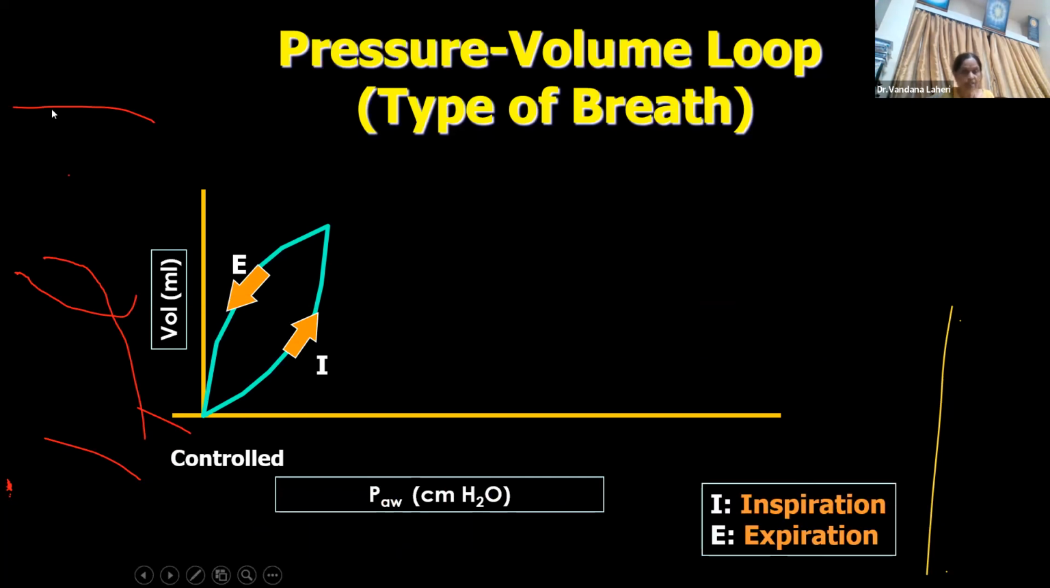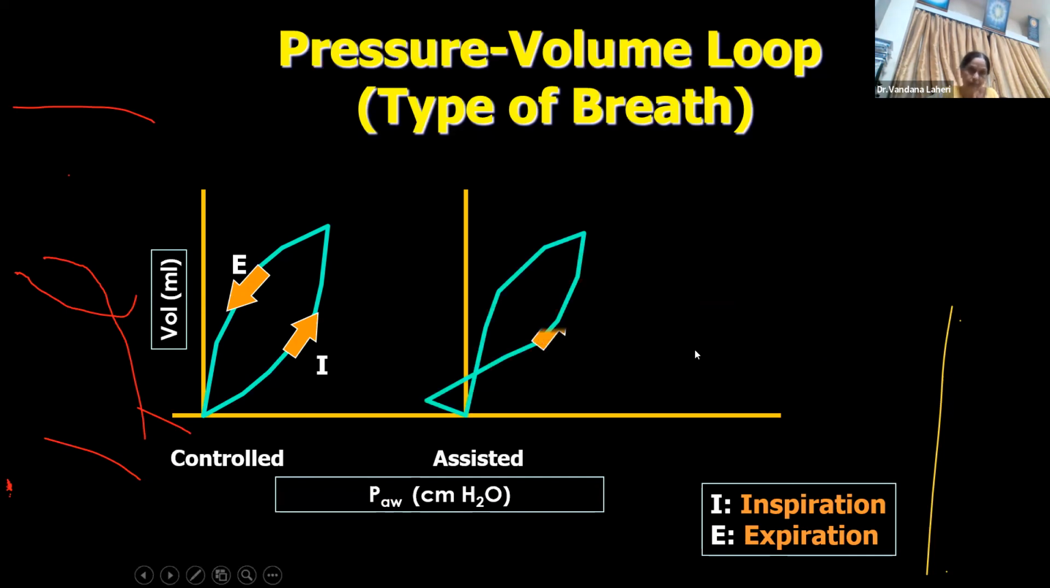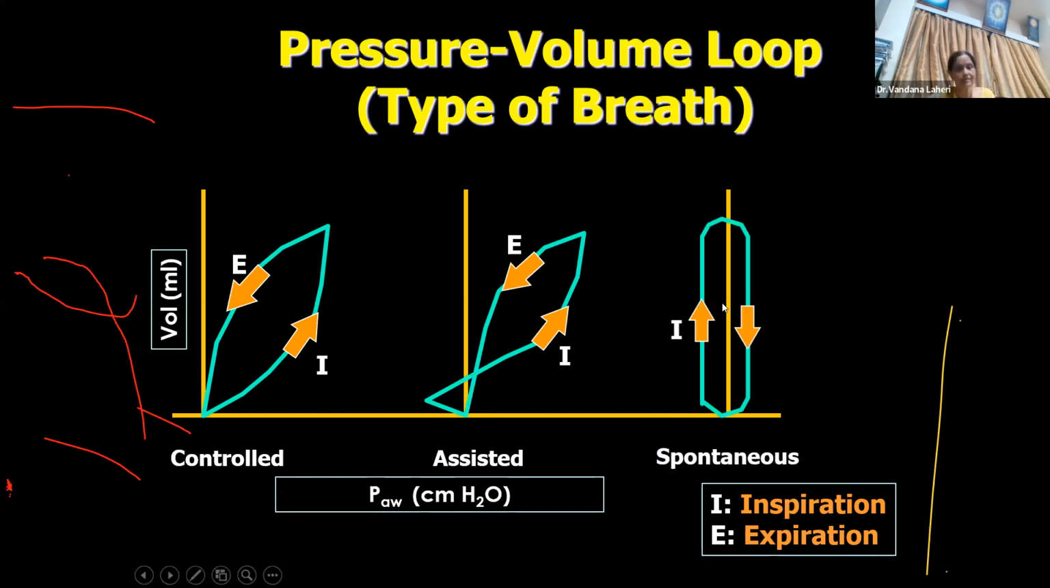This is pressure versus volume. Here is the volume. Here is the pressure. This is the graph of a control breath. This is how an assisted breath would look like. The pressure moves to negative. Then this is inspiration and this is expiration. But a spontaneous breath would look like this. This is inspiration and this is expiration. Because inspiration pressures are on the negative side and expiratory are on the positive side, it's exactly reverse of this.